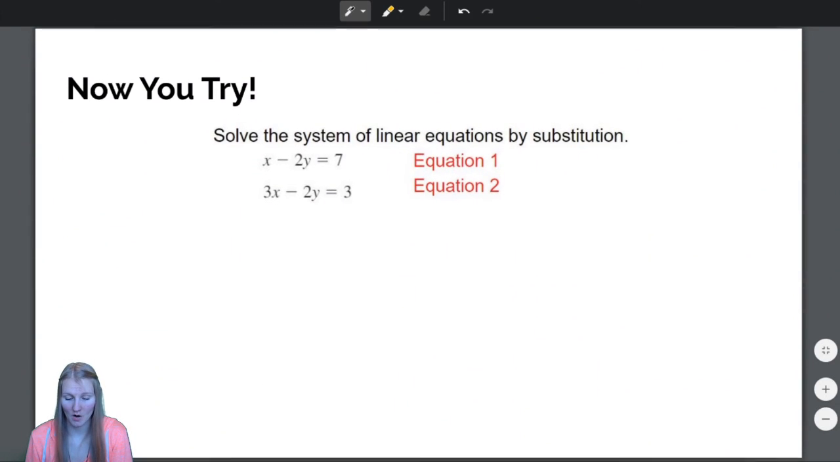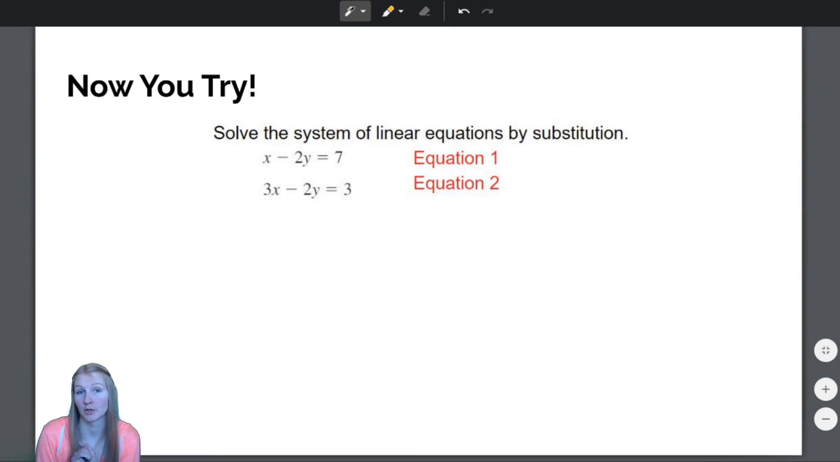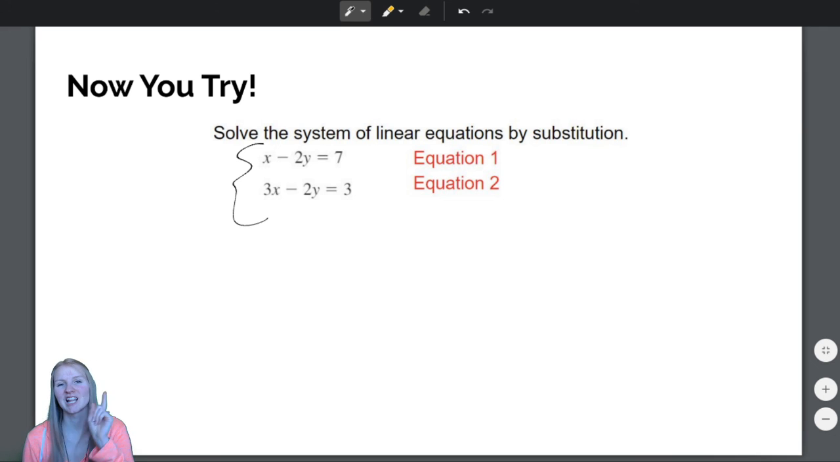Okay, so now I want to give you an opportunity to try on your own. Solve the system of linear equations by substitution. You have to do steps 1 and 2 and 3. And I would like you to pause the video and try this on your own. It's okay if you get stuck. It's okay if you don't completely finish the problem, but I want you to at least try it on your own so that you can see just how much you can do by yourself. Okay, now unpause the video and we can do it together.